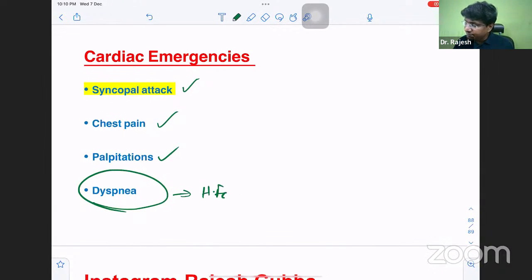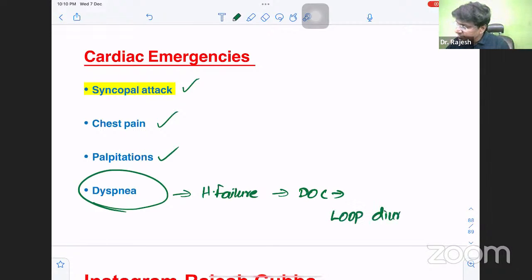It is mainly your heart failure. And what will be the drug of choice for heart failure causing dyspnea? Why is this particular dyspnea? Mainly due to acute pulmonary edema. So you need to give the loop diuretic. And what is that loop diuretic we give? It is furosemide. And what is the first line treatment?